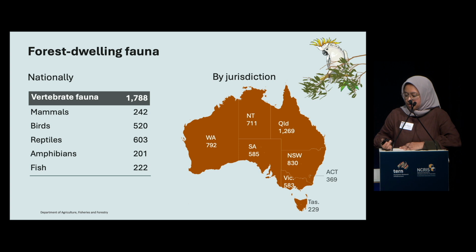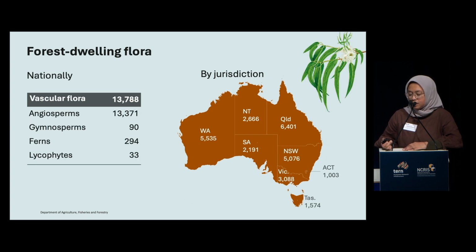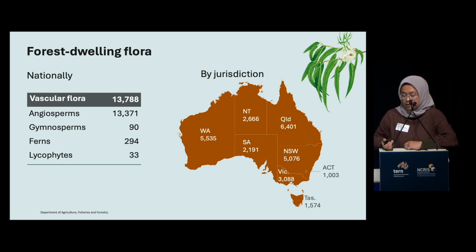All right, so by following the method, we were able to produce a forest dwelling species list for flora and fauna. And this is a summary. So for Australia, out of that 5,000 candidate list, we've identified around 1,800 forest dwelling fauna. And we also were able to break this down by jurisdiction. And similarly for flora, we've identified nationally nearly 14,000 forest dwelling flora. And Queensland is the state with the highest number of forest dwelling flora and fauna.